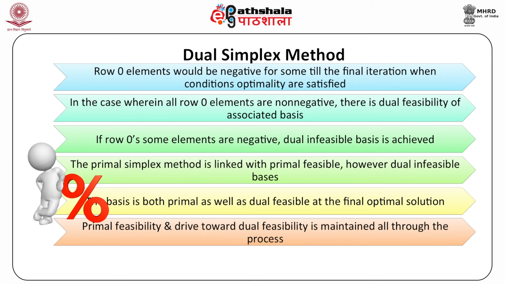As explained, the primal simplex method is linked with a primal feasible, however dual infeasible basis. The basis is both primal as well as dual feasible at the final optimal solution. Primal feasibility and drive towards dual feasibility is maintained all through the process.